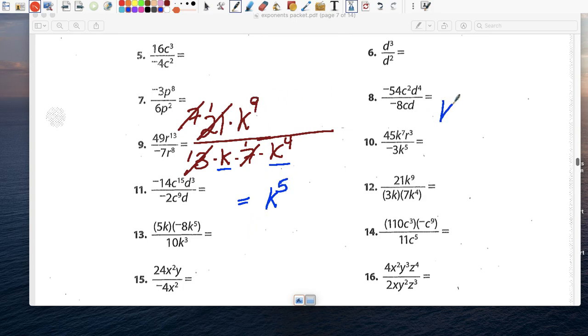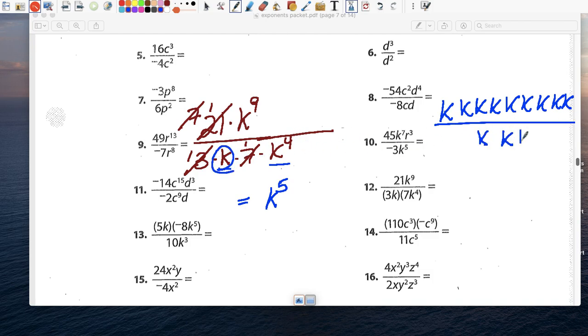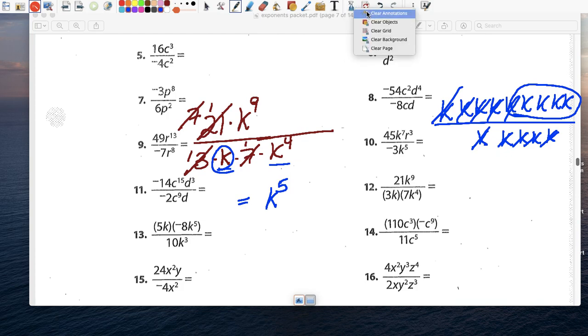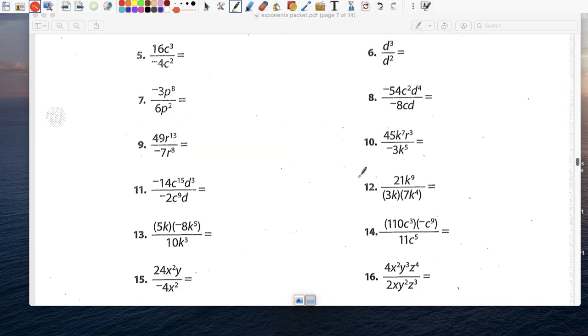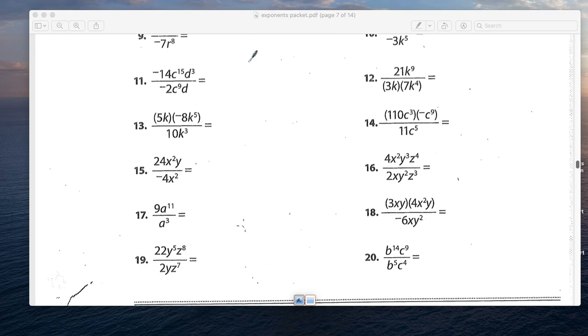Right? So remember, k to the ninth: 1, 2, 3, 4, 5, 6, 7, 8, 9. At the bottom, you had this k over here. Let me write it here. And then k to the fourth, you have 1, 2, 3, 4. Remember, you're simplifying, right? And this is your leftover, k to the fifth power. That was 12.